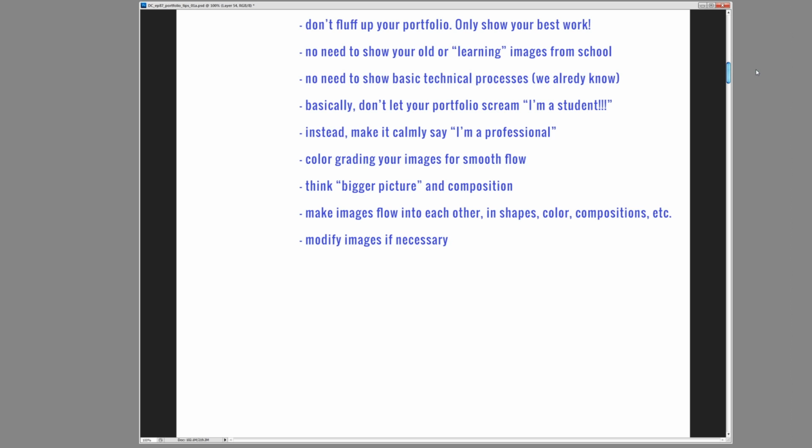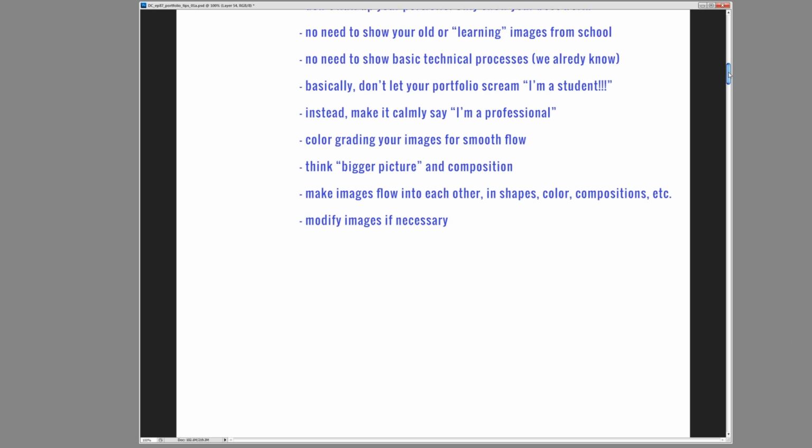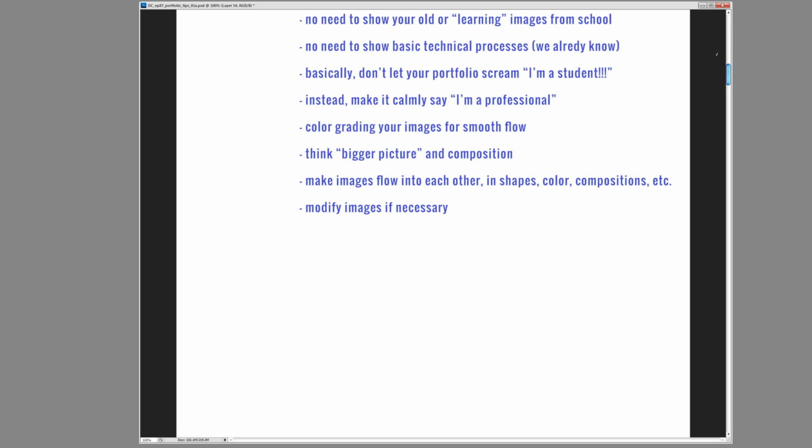Okay, next, think the bigger picture and composition. Along that line of color grading your images, you could also make them flow compositionally. For example, you have an image of a tower, okay? Follow that by maybe a tower leading to a landscape, followed by a landscape, followed by a guy walking in a landscape. So you can actually plan your images so it flows naturally. Your viewer might not even know this, but we're creating a very seamless experience. And I'll try to demonstrate that later when I pull up the example webpage, so you can see what I mean by that.